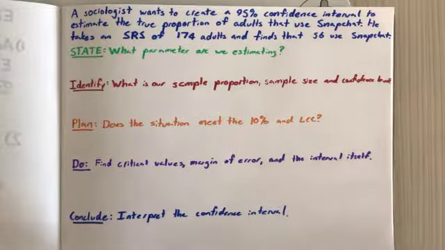So the situation is that a sociologist wants to create a 95% confidence interval to estimate the true proportion of adults that use Snapchat. He's going to do this by taking an SRS, a simple random sample, of 174 adults, and he finds that after taking that sample, 56 of those adults use Snapchat. For these problems, there's 5 steps that we want to do every time. It'll make your life easier if you structure it like this.